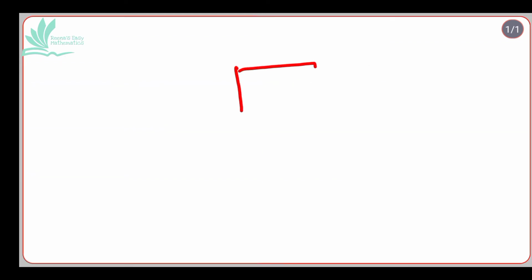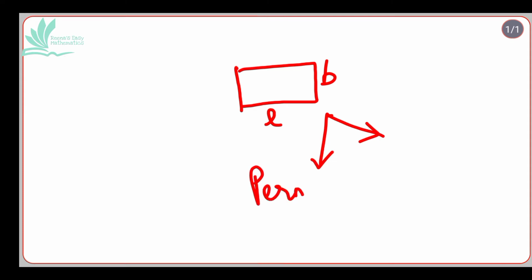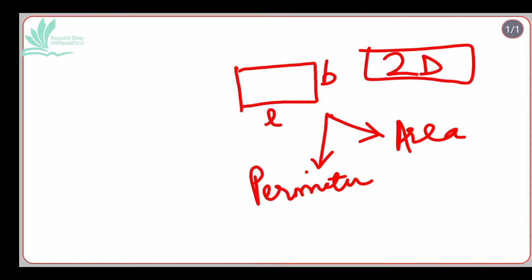2 dimension में if I'll take a rectangle and we are having length and breadth. In mathematics we are having only 2 things here which we can deal with. First one is the perimeter and the second one is the area. Because area and perimeter they both deal with 2 dimensions only. आप देखो इनके फॉर्मूलाज पे भी सिर्फ 2 डायमेंशंस मेंशन होती हैं.